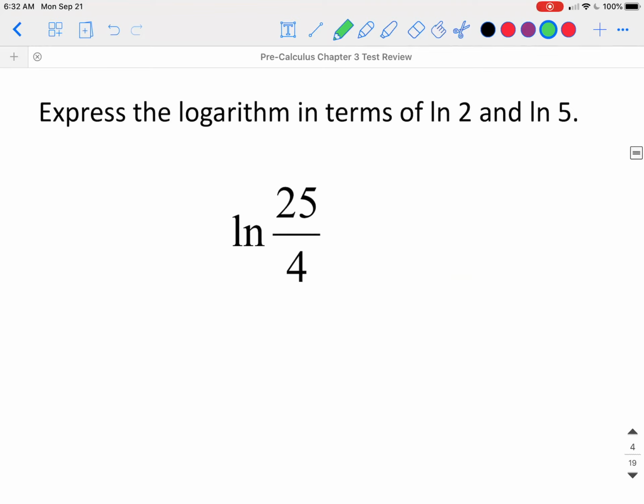We need to express this logarithm in terms of ln of 2 and ln of 5. Now 25 we can split to be 5 and 5. 4 we can split to be 2 and 2. So we can write this as the ln of 5 squared over 2 squared. Now division can be separated into subtraction. So we can write this as ln of 5 squared minus ln of 2 squared. And anything that is an exponent can be brought to the front. So we can write this as 2 ln of 5 minus 2 ln of 2.